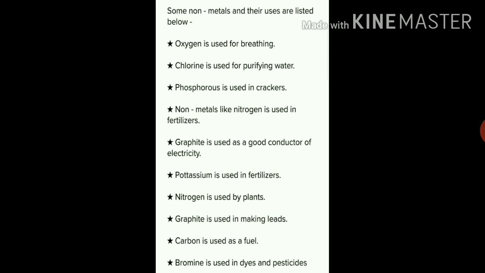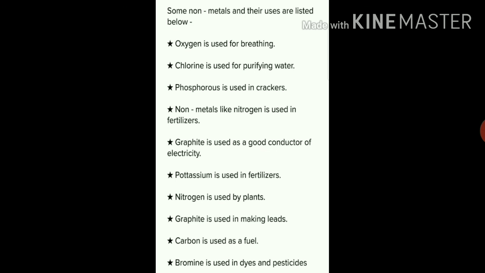So oxygen is used for breathing. Oxygen is a non-metal which is used by plants and animals for breathing. Thus, oxygen non-metal is essential for maintaining our life. Oxygen non-metal is also used in the process of burning of fuels in homes, factories and transport vehicles.